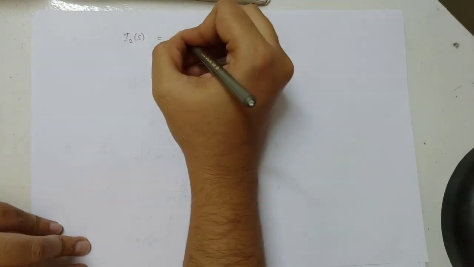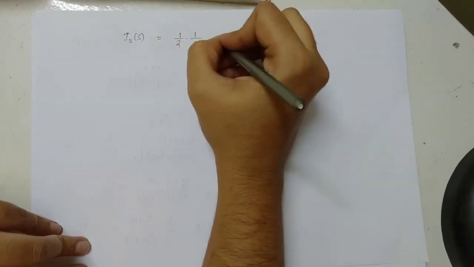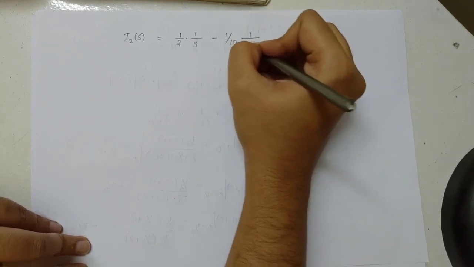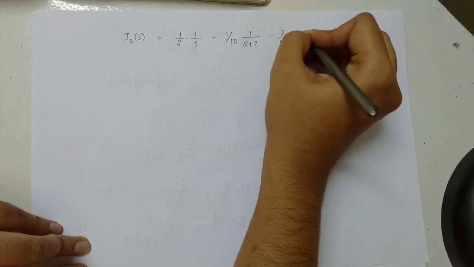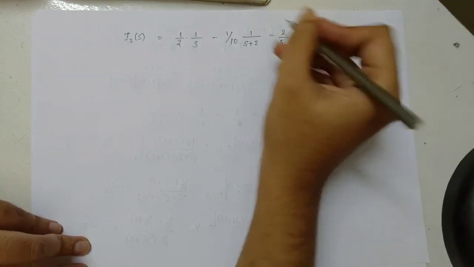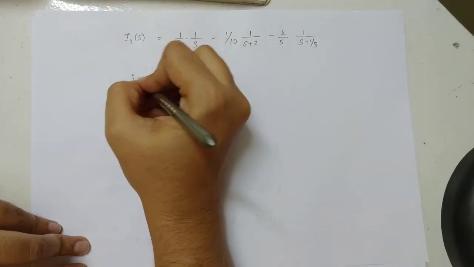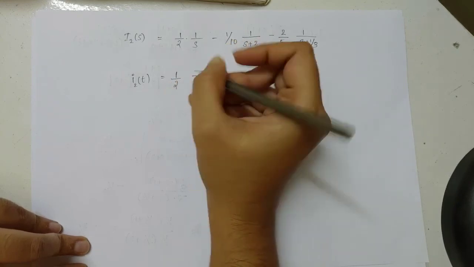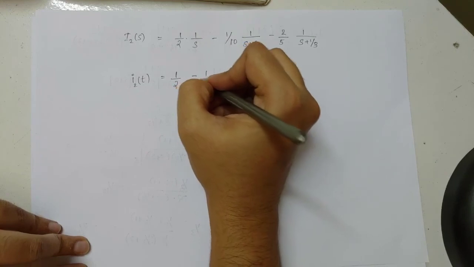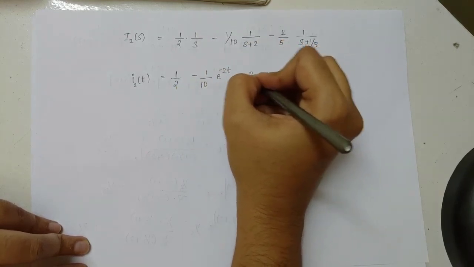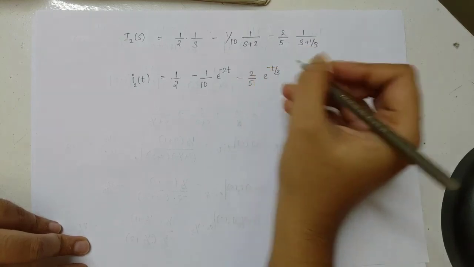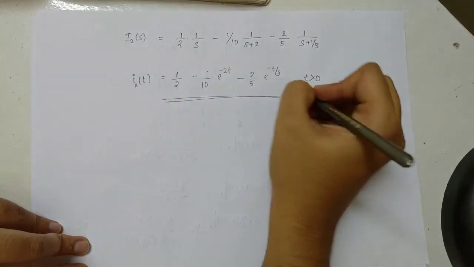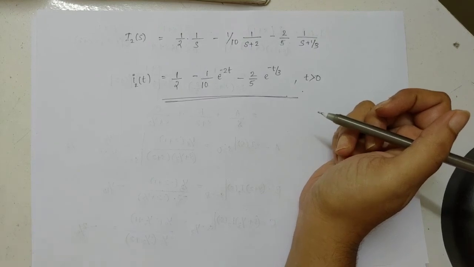Now we substitute here. I2(s) is equal to 1 by 2 into 1 by s, minus 1 by 10 into 1 by s plus 2, minus 2 by 5 into 1 by s plus 1 by 3. Taking the inverse Laplace transform, 1 by s gives 1 or u(t), so I2(t) is 1 by 2 minus 1 by 10 e raised to minus 2t minus 2 by 5 e raised to minus t by 3 for t greater than 0. This is how we find I2(t).